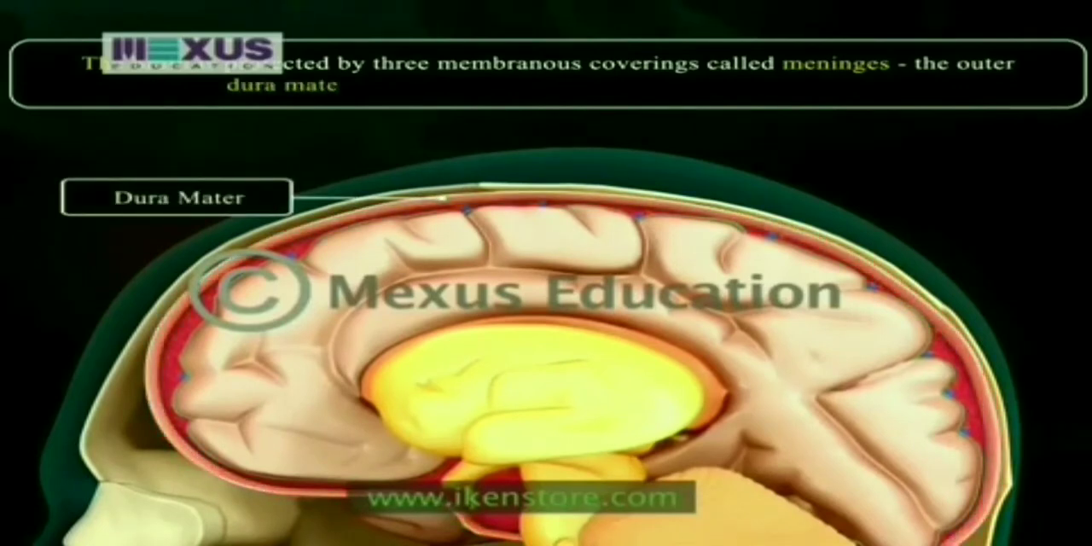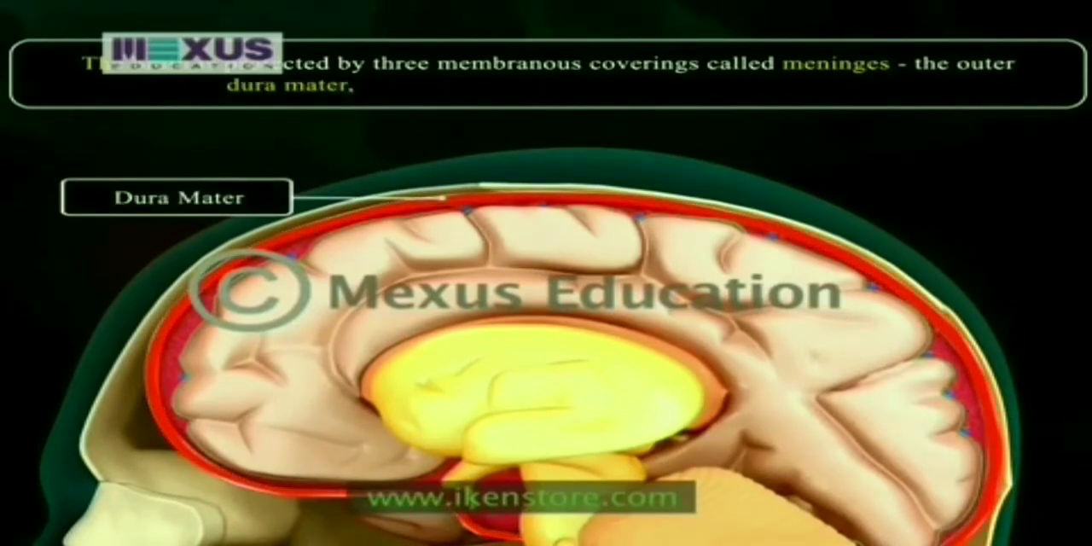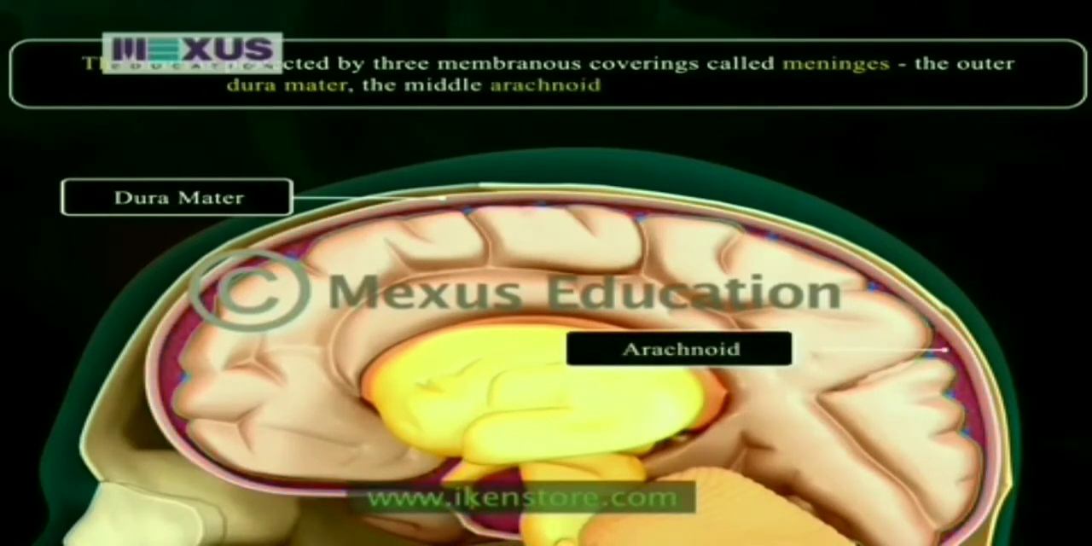Dura mater. It is the outermost tough, non-vascular, thick and fibrous meninx. It is attached to the inner side of the cranium. It is separated from the underlying arachnoid mater by the subdural space.